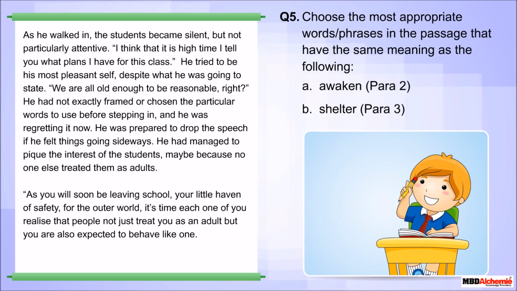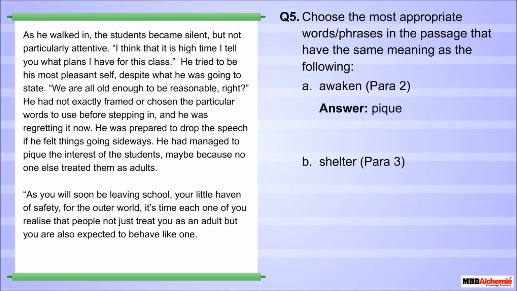When attempting to find the meaning of a new word, look at what comes before and after that word. The surrounding words can give context clues about the meaning of the word as well as how it is used. In the second paragraph, the narrator talks about the students' interest. He had managed to pique the interest of the students, maybe because no one else treated them as adults. So the most relevant word that is similar in meaning to awaken is pique.